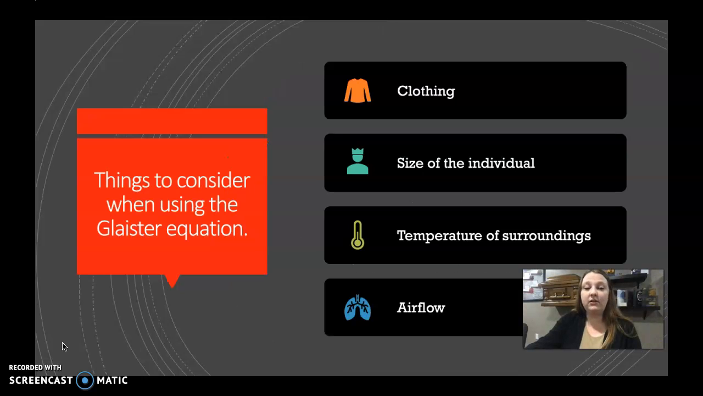A couple of things to consider when using the Glaister equation is clothing. If the deceased was wrapped in big blankets or had tight, restrictive clothing on, that could affect the rate at which the body drops its temperature. The size of the individual as well can cause the same thing. And the temperature of the surroundings is a big thing to look out for.